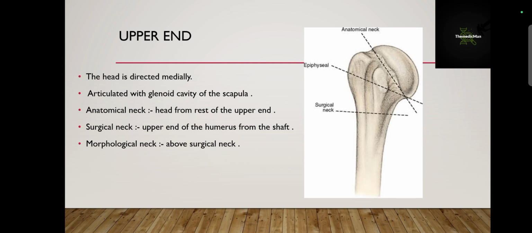One more distinguishing feature is that the surgical neck is the most common site for a fracture to occur. If there is a trauma or a deep impact on the humerus, then there is a chance that the surgical neck may rupture, and this may cause a fracture of the humerus.